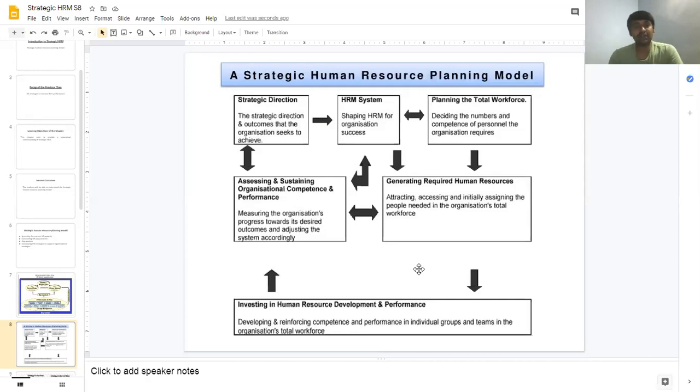Later, once the investment in human resource development and performance is done, he has to analyze, assess, or evaluate the organizational competence level and performance of the organization, like measuring the organization's progress: how it was previously, and currently what is the state of the organizational competence. Forecasting has to be done, analyzing what the future of the organization would be, what the desired outcomes are, and adjusting the system accordingly. So this is the overall sketch of the strategic human resource planning model.